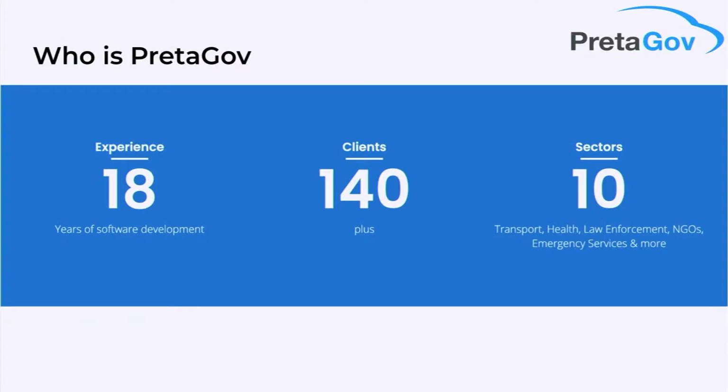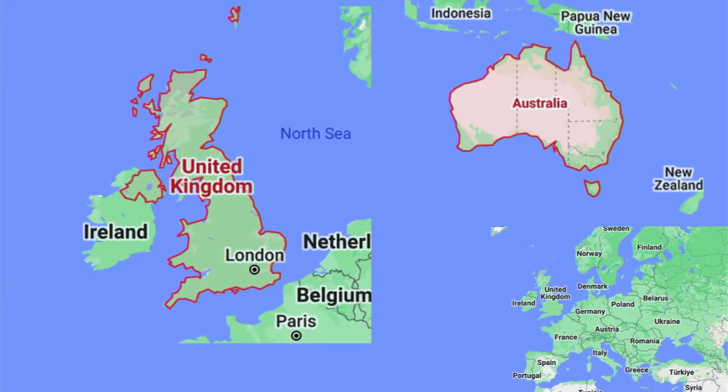So a little bit about Predagov. If you don't know, we have been around a long time. I should know the date. I don't know. Sometime in the 2000s. So we had, oh, there we go, 18 years of experience. Our markets are mainly UK, Australia, and some European clients. I forgot, we do have some Thai clients, so I didn't include that.